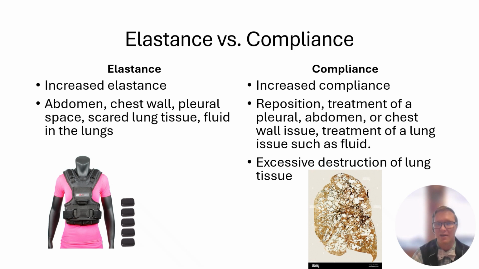So when we're looking at compliance, how easy it is for something to stretch, elastance is how quickly it snaps back, and they have an inverse relationship. If I have really high, stretched out, floppy, compliant lungs, I'm going to have very low elastance. If I have very stiff, scarred lungs, I'm going to have high elastance and low compliance.